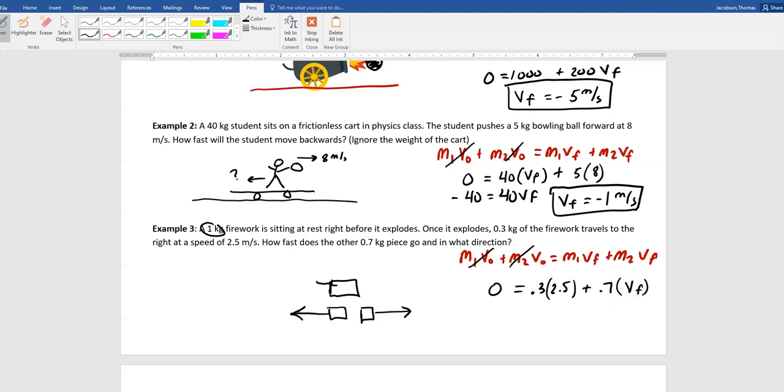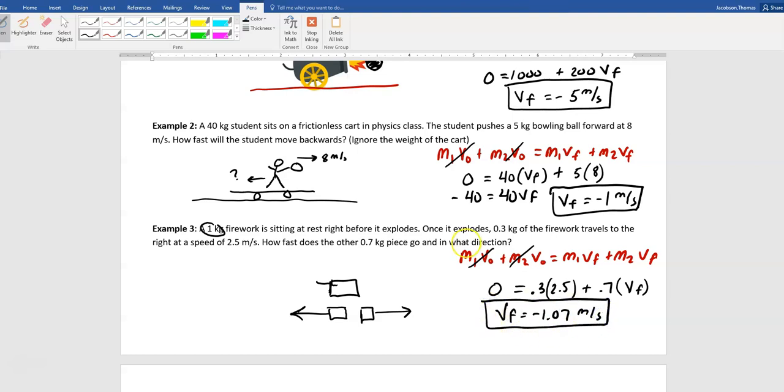Now I'm going to go ahead and go to my calculator and solve for this. So 0.3 times 2.5, I'll bring that to the other side and divide by 0.7, and I'll get -1.07 meters per second.